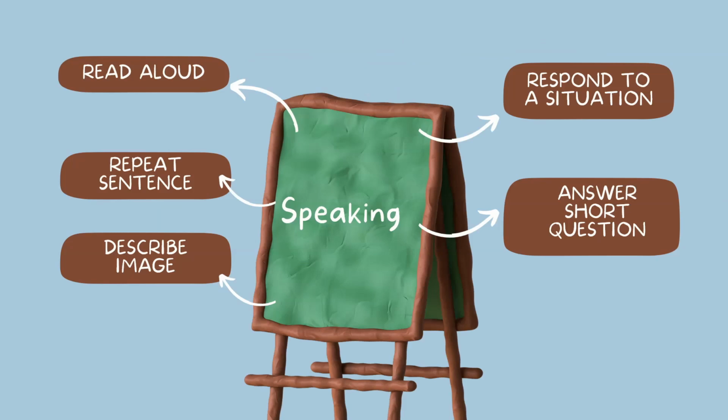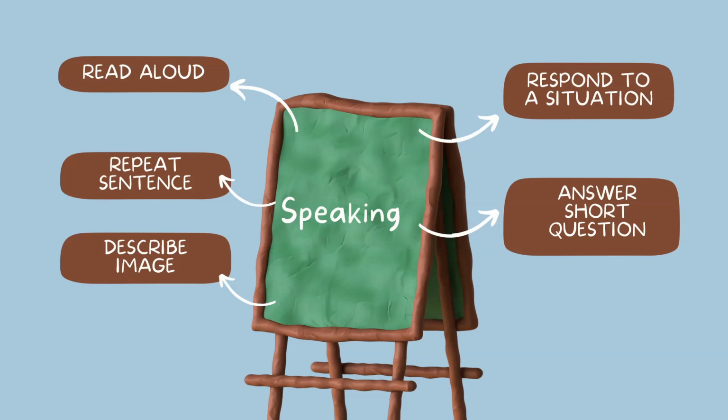In speaking, you have 5 modules. First is the read aloud. A paragraph will show on your screen, and you have to read that paragraph in your natural tone with good fluency and good pronunciation. You can get 5 to 6 questions of the read aloud in the final exam.